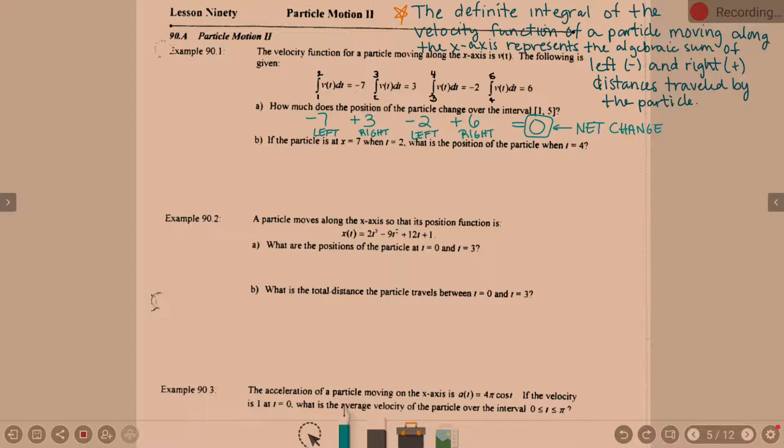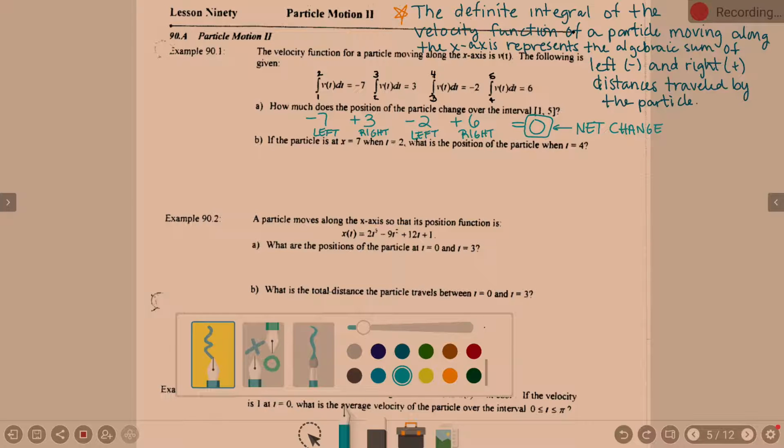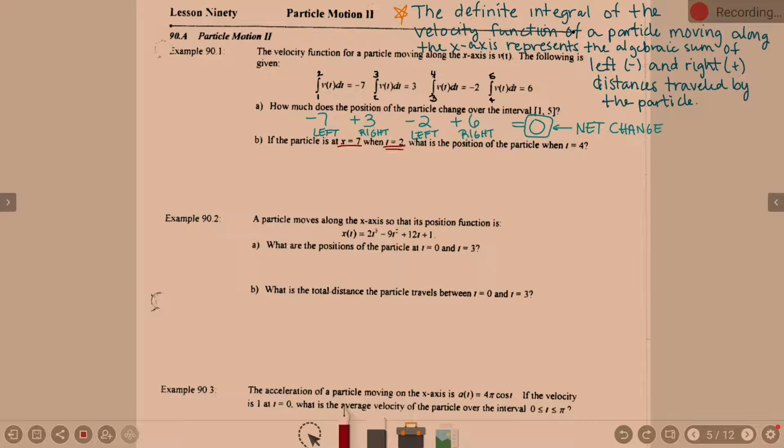B. If the particle is at x equals 7 when t equals 2, what is the position of the particle when t equals 4? So at x equals 7, when t equals 2, to t equals 4. So what's the interval we're doing this over? This is over the interval from 2 to 4.